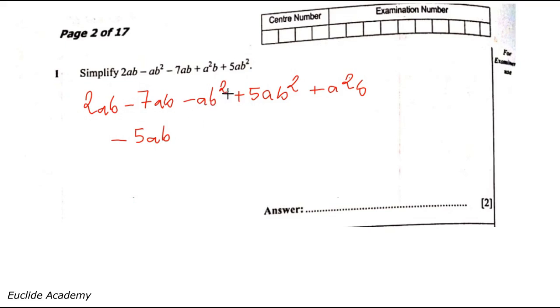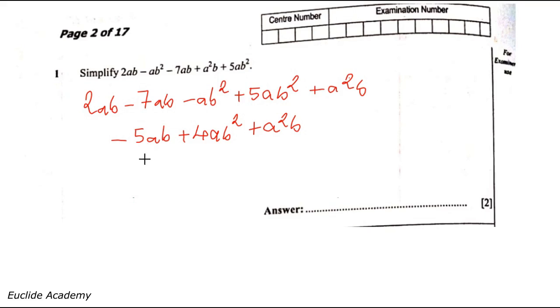Then you've got negative ab squared plus 5ab squared. Again, a negative and a positive. What you do, you subtract and get the sign from the bigger number. So this will be plus 4ab squared. And then finally we remain with the last term there, which is plus a squared b. We cannot carry out any further operations here because these terms are totally different, or totally unlike. But is there anything else we can do?